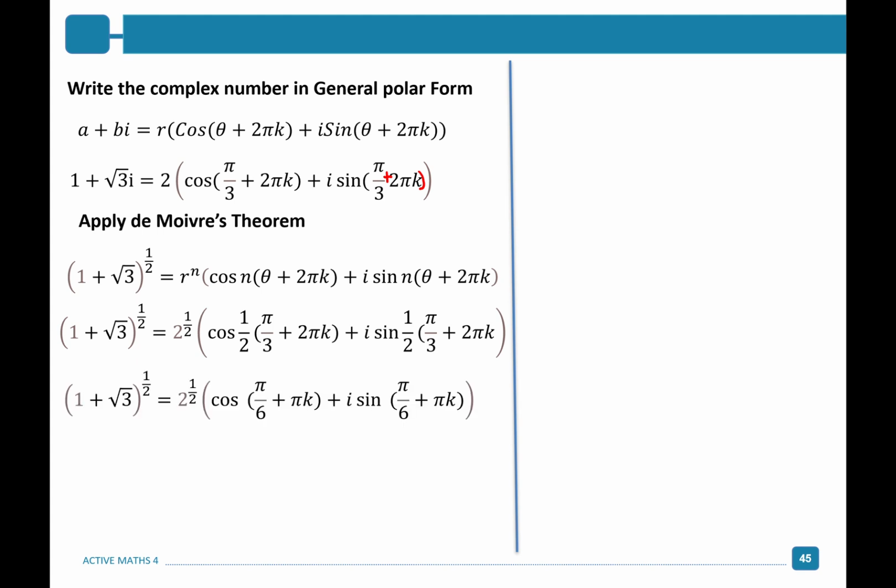Let's simplify this. Multiplying 1 half by our angle gives us 1 half times pi over 3 equals pi over 6. And 1 half times 2 pi k leaves us with pi k, because this would be 2 pi k times a half, where they cancel out and we're left with pi k. And doing the same for our sine value, i sine of 1 half times pi over 3 leaves us with pi over 6, plus 2 pi k times a half gives us pi k.